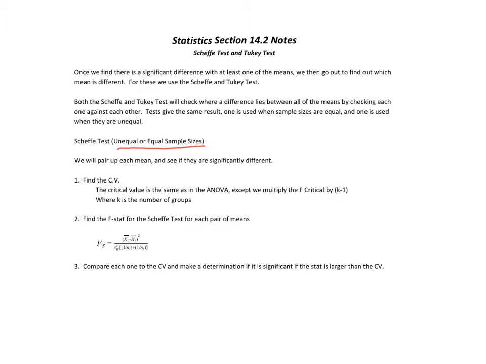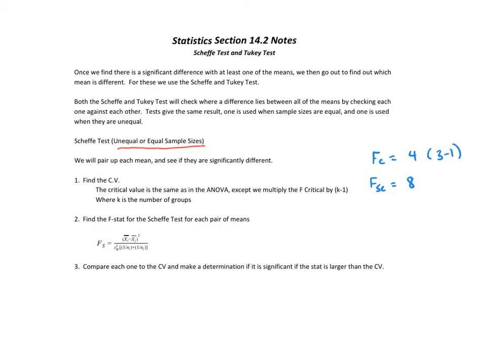And the Scheffé critical value is the same as the ANOVA critical value, except we multiply it by k minus 1, where k is the number of groups. So if my ANOVA critical value was 4, and I was testing 3 means, my Scheffé critical value is going to be 8, because that would be times 2, or 3 minus 1, the number of groups minus 1.